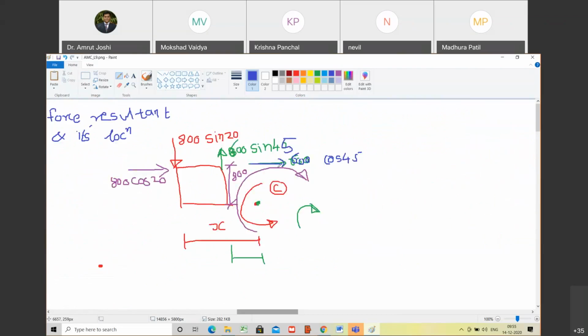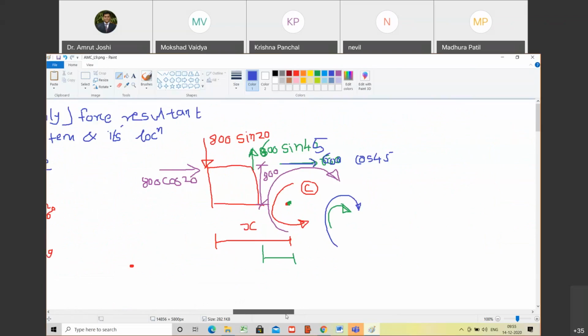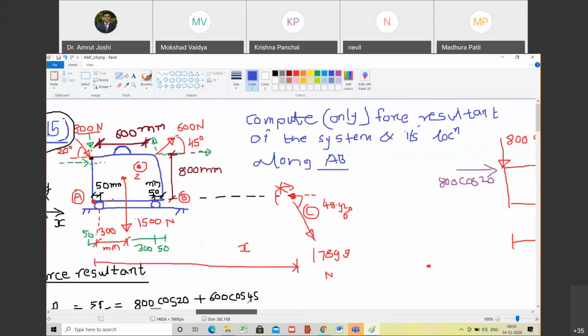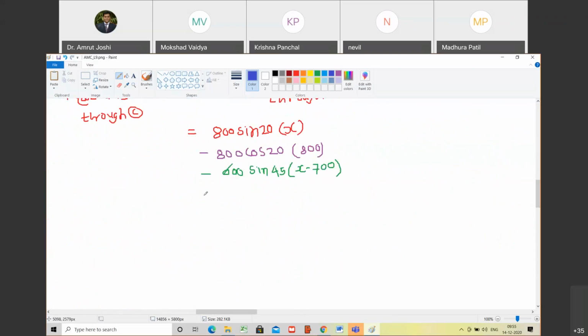So 600 cos 45 multiplied by, ये कौन सा मोमेंट है, इज इट क्लॉकवाइज और एंटी क्लॉकवाइज? Sir, clockwise only. So it is also going to have a negative sign, so minus 600 cos 45 into 800. Do you agree with me? Yes, sir. So let me write down that: minus 600 cos 45 into 800.